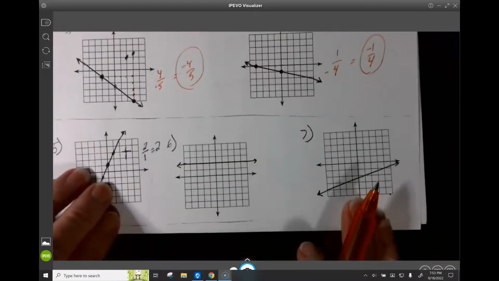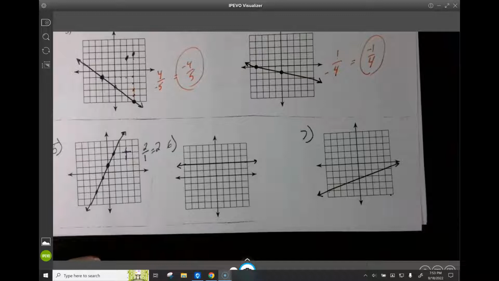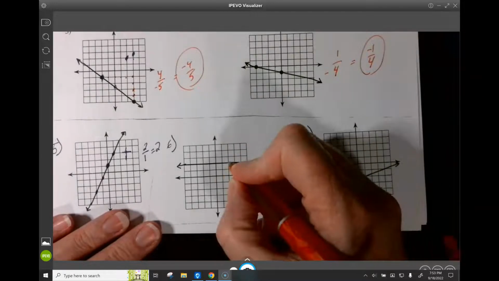Okay. Looking at number 6. Okay, let's pick 2 points. Okay, what 2 points? Well, here's a whole number point.